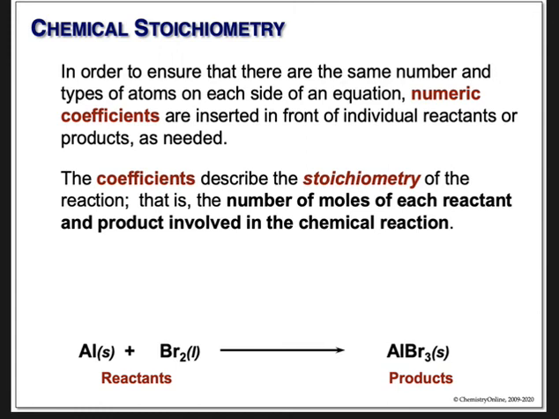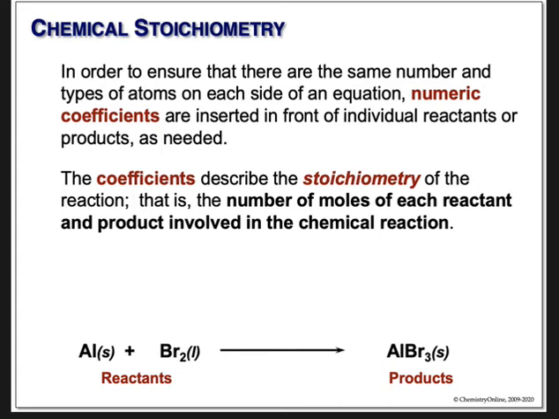We make sure of that by sticking in stoichiometric coefficients. Coefficients are numbers that go in front of the reactants and products to make sure the equation is balanced. Now we look at how to do that last time.